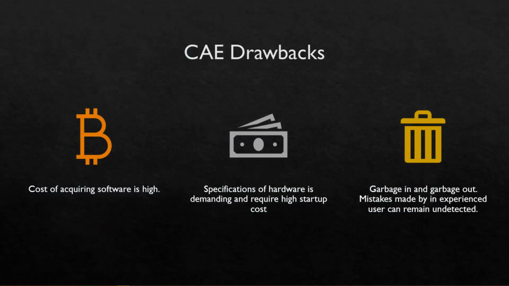There are also several drawbacks to CAE. The first one is the cost of acquiring software is really high. The next one, the specifications of the hardware, meaning the computer or the equipment used to install this software, is demanding and requires high startup costs. This might not be cost effective for small or medium-sized industries. And the last one is the software is garbage in, garbage out, meaning mistakes made by a non-experienced user can remain undetected.